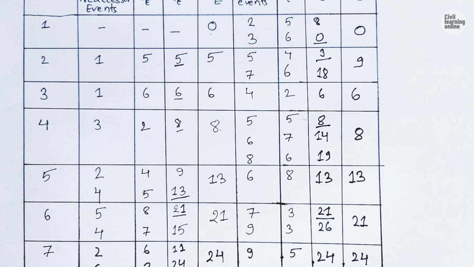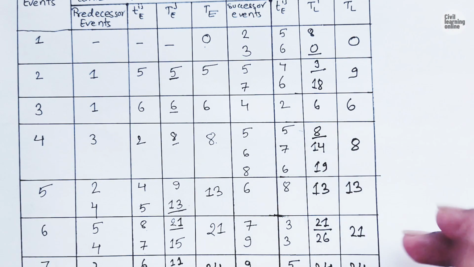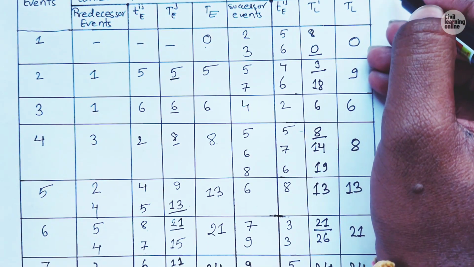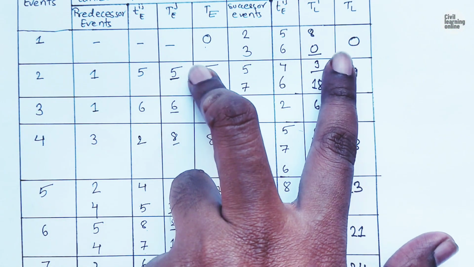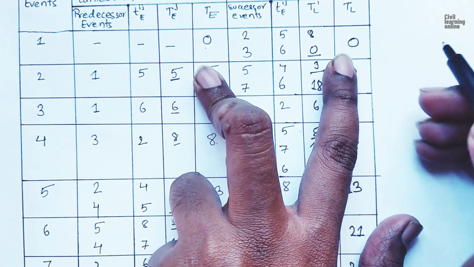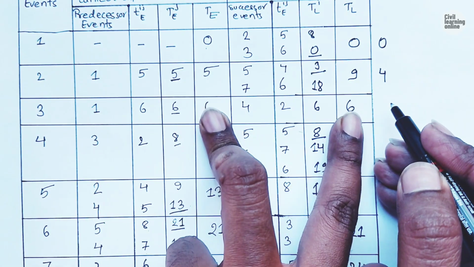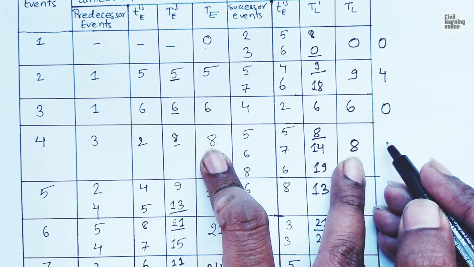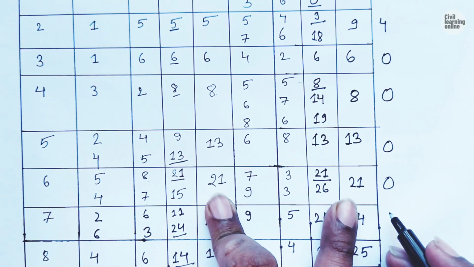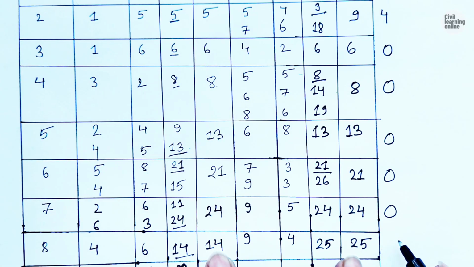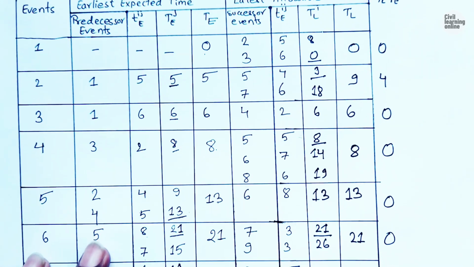And now it's time to calculate the slack. So let me draw a column here, that is slack equals TL minus TE. Now what we do is simply subtract TE from TL. So here we will get 0, 4, 0, 0, 0, 0, 0, 11 and 0.